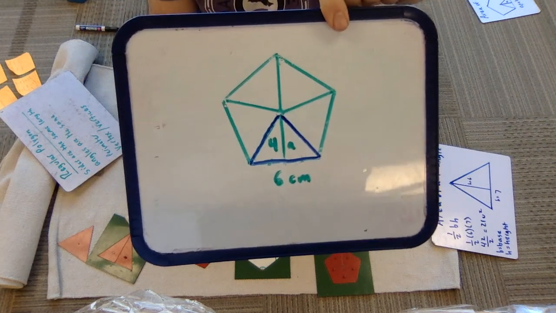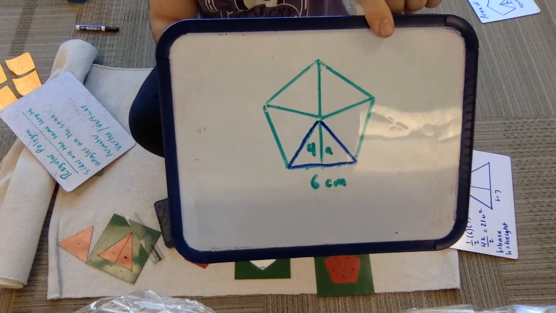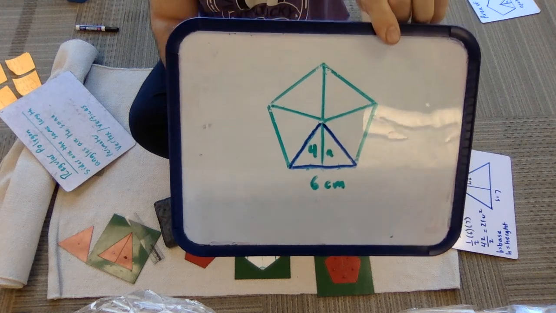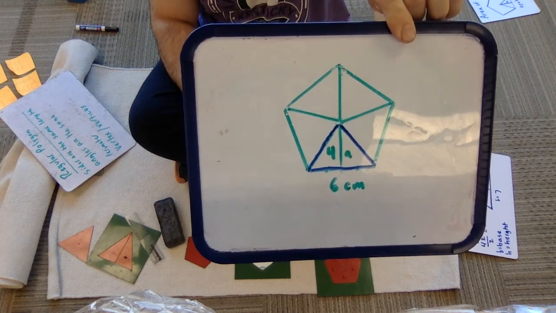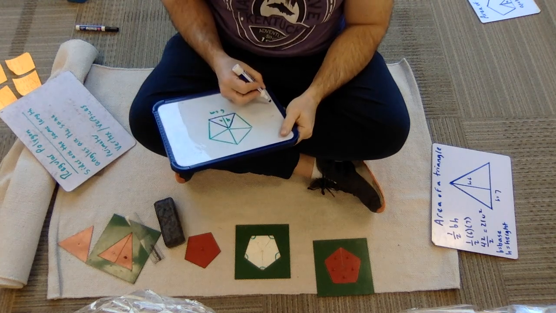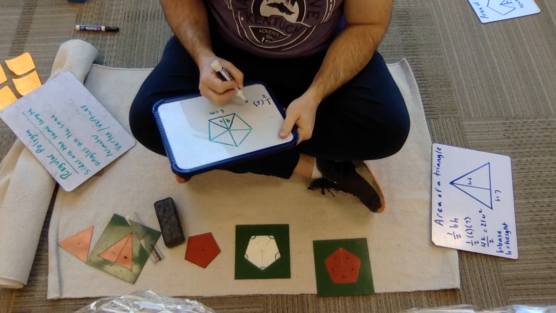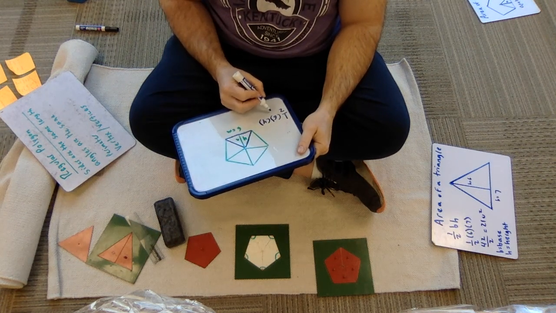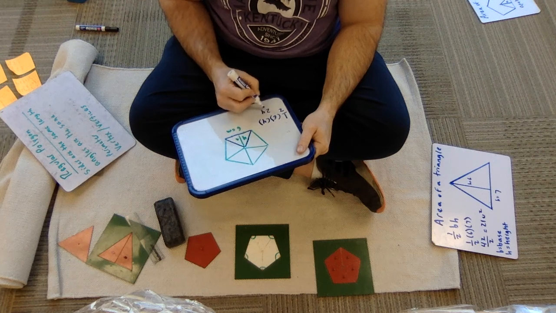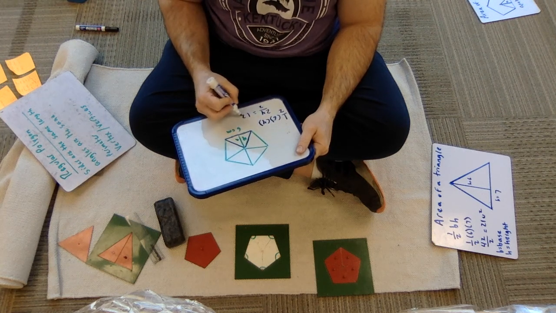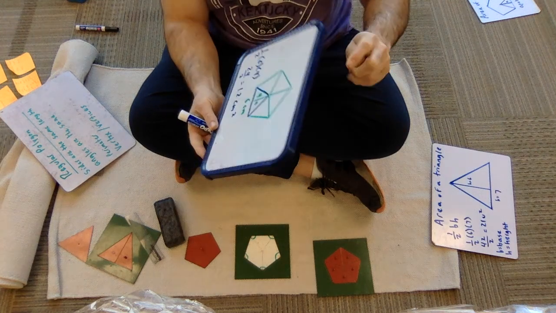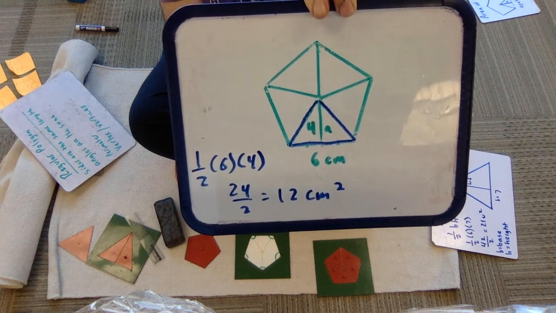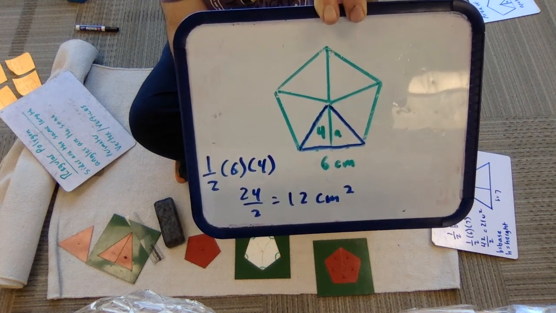I can find the area of that triangle because I have the side length and I have the height of the triangle, which is the same as the apothem there. So what am I going to do? 6 and 4. Let's do 1/2 base times height. 1/2 times 6 times 4 is 24 over 2, which equals 12 centimeters squared. So the area of that triangle, the blue one that I just made, is 12 centimeters squared. Okay, 1/2 base times height.